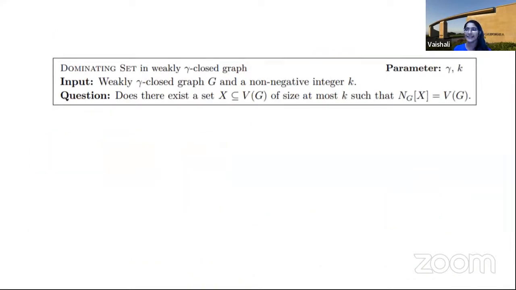So the problem at hand is dominating set in weakly gamma closed graphs. What is a dominating set? Recall that a dominating set of a graph is a set such that every vertex in the graph either is contained in the dominating set or has a vertex adjacent to it in the dominating set. The problem is that you're given a weakly gamma closed graph and a non-negative integer k as input, and the question is, can we find a dominating set of size at most k for this graph?